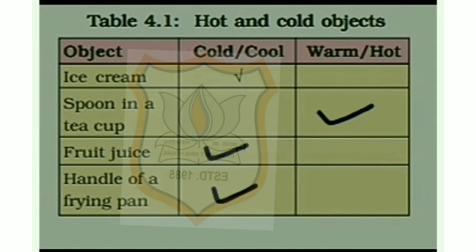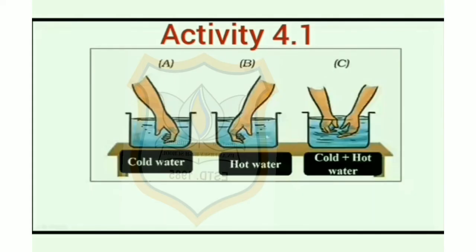How do we decide which object is hotter than the other? We often do it by touching the objects. But is our sense of touch reliable? Let's find out. Students, we will perform activity 4.1 to find out if our sense of touch can give us a reliable judgment about the hotness or coldness.